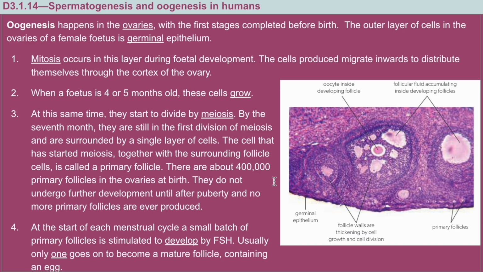They don't undergo further development until after puberty. No more primary follicles are ever produced. Then, at the start of each menstrual cycle, a small batch of primary follicles is stimulated to develop by FSH, follicle stimulating hormone, and usually only one goes on to become a mature follicle containing an egg.